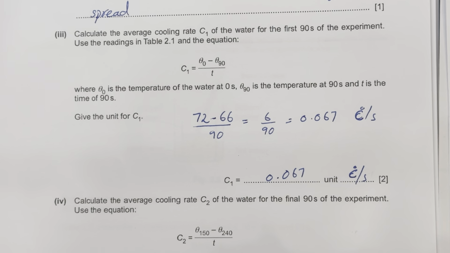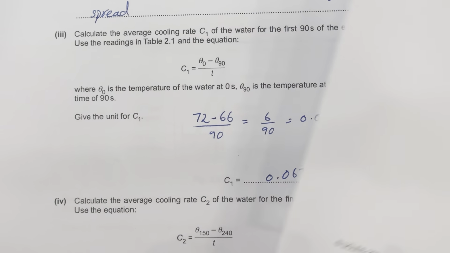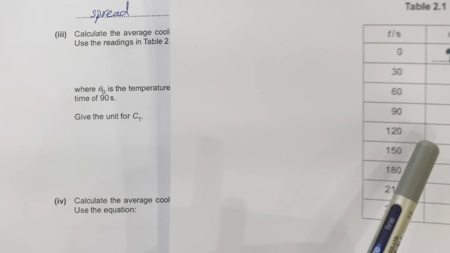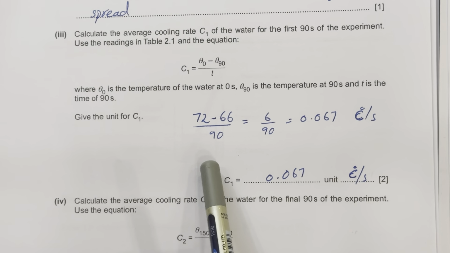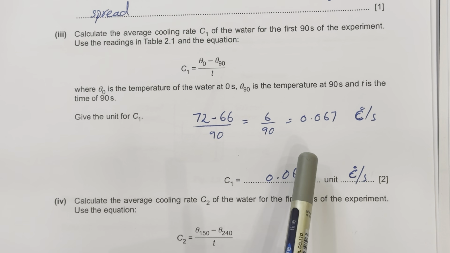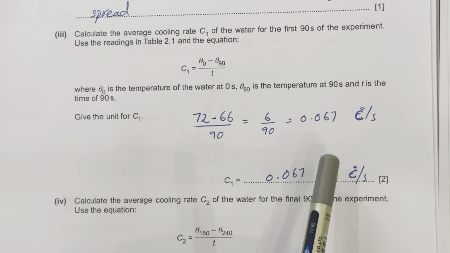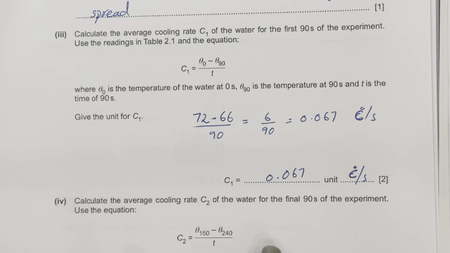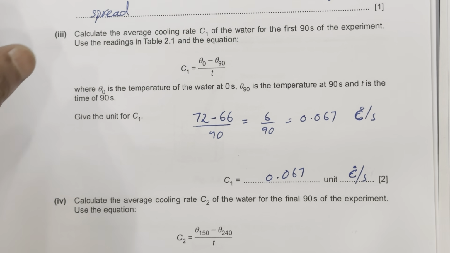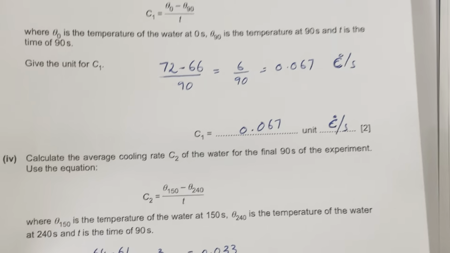So we know that at the start we have the value of 72 and at 90 seconds we have the value of 66. So 72 minus 66, and how much time is taken? That is 90, so we divide by 90. 6 divided by 90 gives the answer 0.067 Celsius per second. So the C1 value is 0.067 and the unit is Celsius per second.